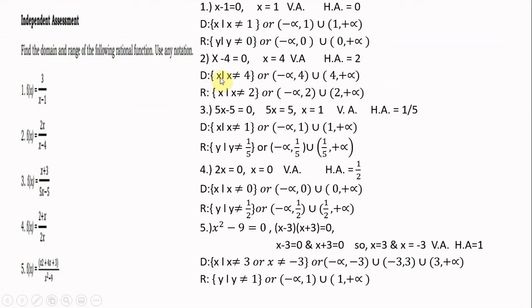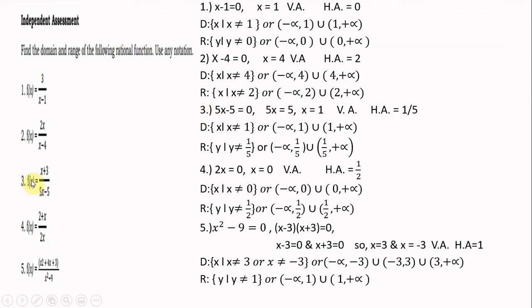Okay, so our domain is a set of x such that x should not be equal to positive 4 or on the interval negative infinity and 4, union 4 and positive infinity. And our range is a set of y such that y should not be equal to positive 2 or on the interval negative infinity and 2, union 2 and positive infinity. This should be y.